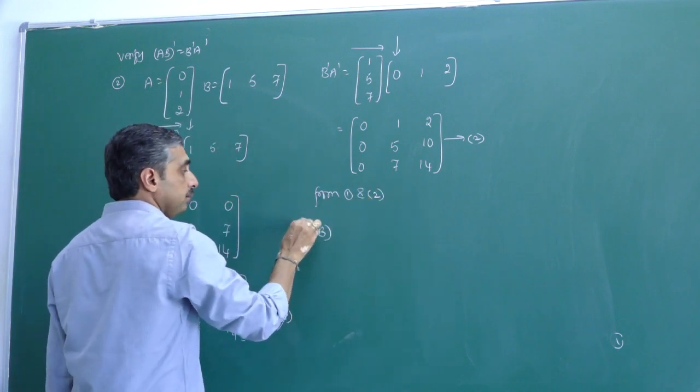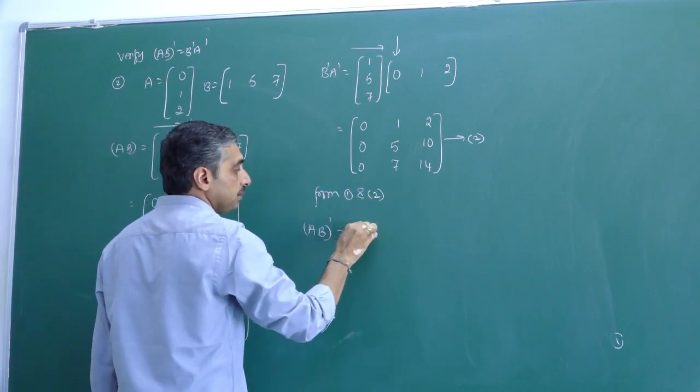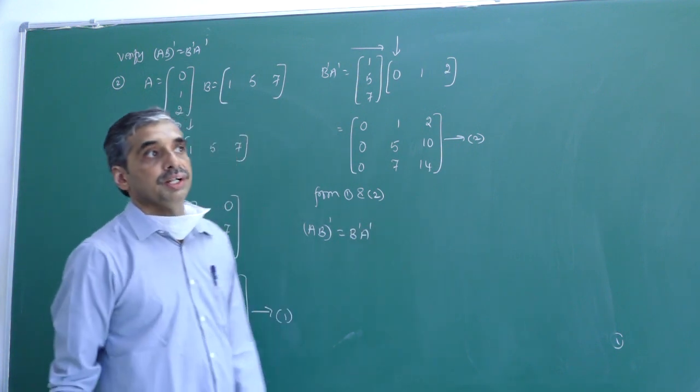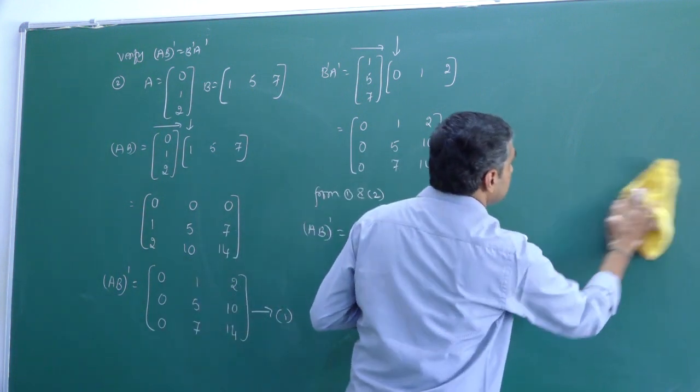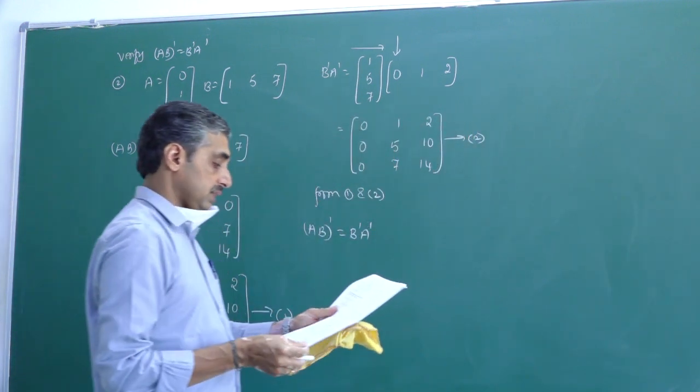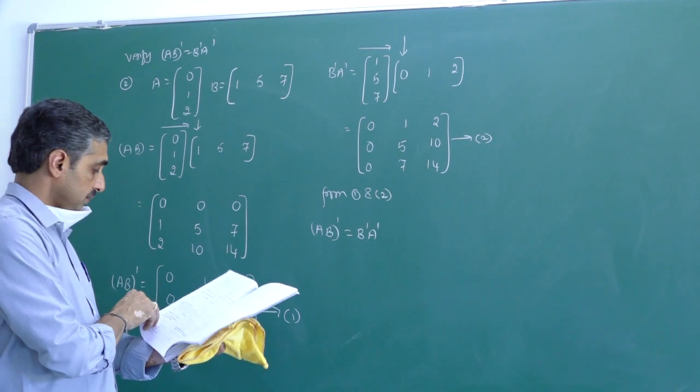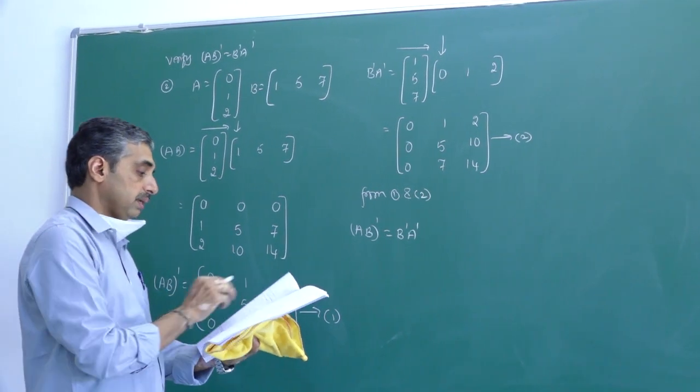So now once again we conclude the result from equations 1 and 2. (AB)' is equal to B transpose into A transpose, right? So this is a very important concept on transpose of the matrix. Problems from the transpose of the matrix.